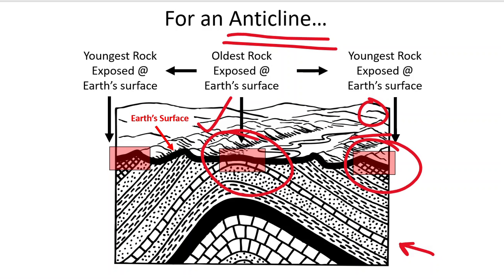So the overall pattern then is that as one moves from the limbs of an anticline in towards the hinge of the anticline, that's where we find the oldest rock exposed at the ground surface. Another way of saying that is that the rock gets older as one migrates from the limb into the hinge of an anticline. It's actually the opposite for a syncline, as you can demonstrate yourself. When one migrates at the ground surface from the limbs of a syncline into the hinge of the syncline, the rock becomes younger at the Earth's surface.